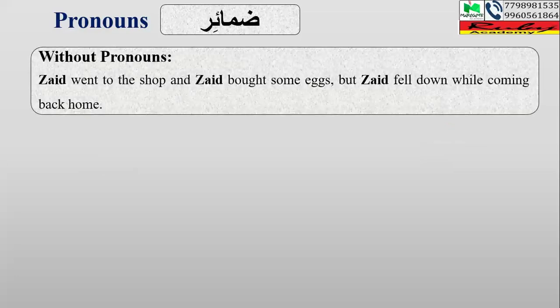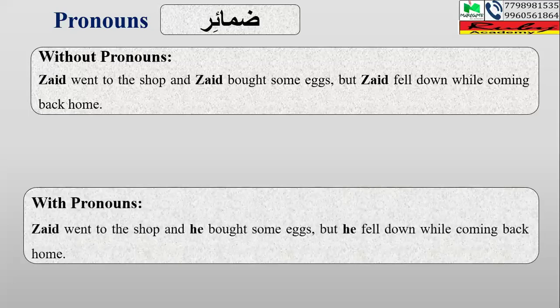Now let's understand the use of pronouns from the grammatical point of view in any language. Let's see one example without pronouns. Zaid went to the shop and Zaid bought some eggs. But Zaid fell down while coming back home. And you can see the second sentence with pronouns. Zaid went to the shop and he bought some eggs, but he fell down while coming back home. Can you observe what the use of pronoun is?